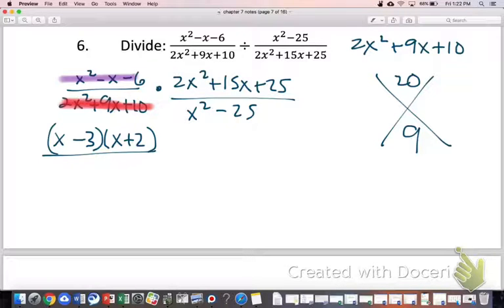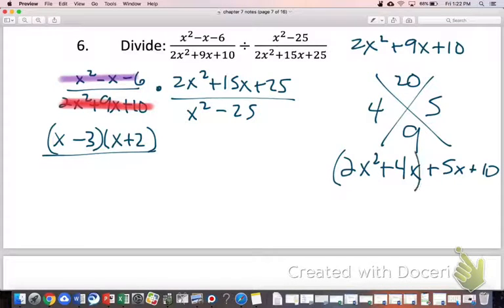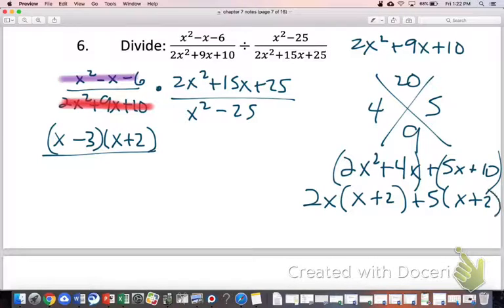Okay, so with 4 and 5, I'm going to split up the B. It's going to be 2x squared plus 4x plus 5x plus 10. I group the first two. I group the second two. Just go ahead and put it where it goes. No, where it goes is actually up there. There you go. Factoring out the GCF, 2x and x plus 2. GCF here is 5, left over with x plus 2.